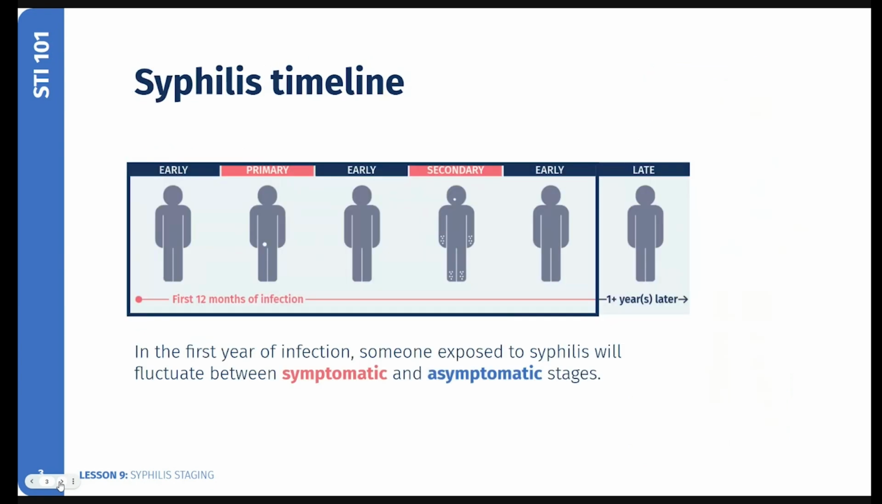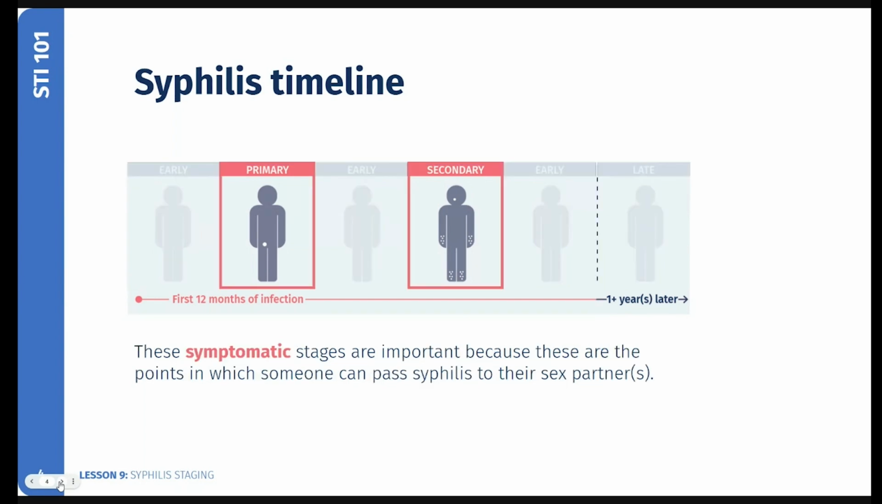This slide represents a timeline of what we see during a syphilis infection. In the first year of infection, someone exposed to syphilis will fluctuate between symptomatic and asymptomatic stages. As previously discussed, these symptomatic stages are called primary and secondary syphilis. These stages are important because they are the only points in which someone can pass syphilis to their sex partners.